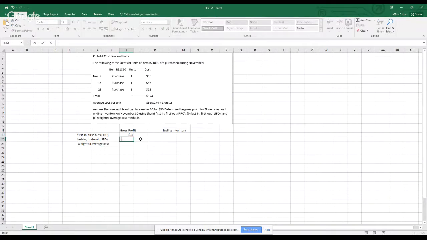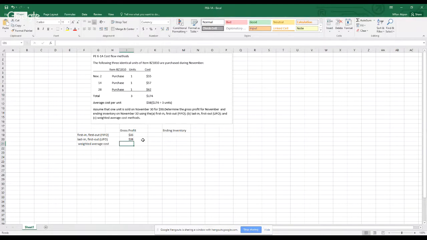So now the next one is LIFO. We know, again, sales price is $90. So if we're using LIFO, we're going to use the last in. So the last in, that's going to be the first out. So the last in is on November 28th, and that cost was $62. So we got the sales price of $90 minus the cost of that item of $62. So now we get a gross profit of $28.